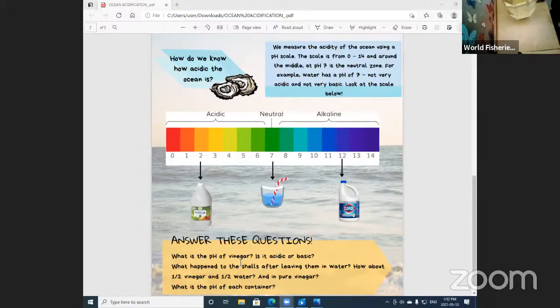A good example of something that's very acidic is vinegar, which I have on the diagram here. Vinegar has a pH of 2. Something that would be very basic would be something like bleach, which has a pH of 12. And something that's neutral, not too acidic but not too basic, is 7, and that would be something like drinking water.